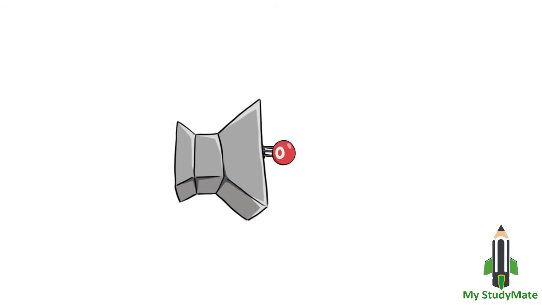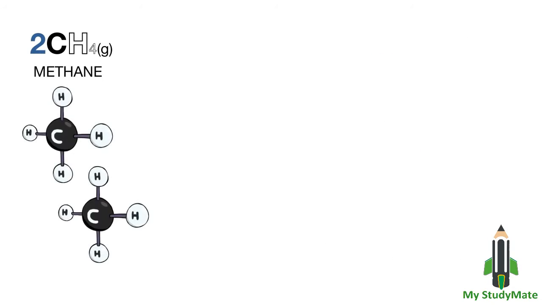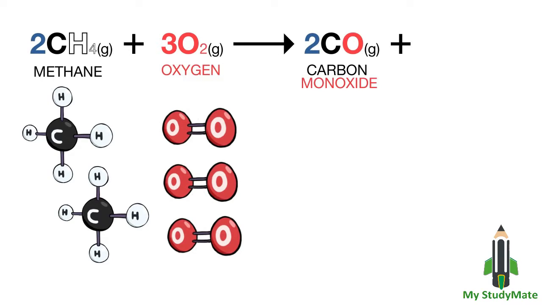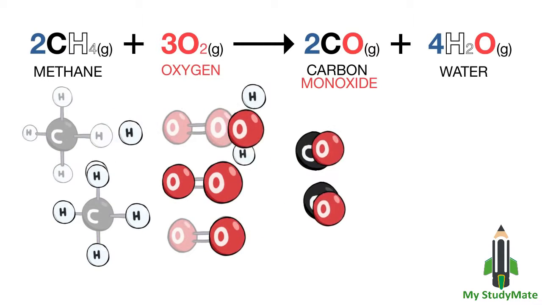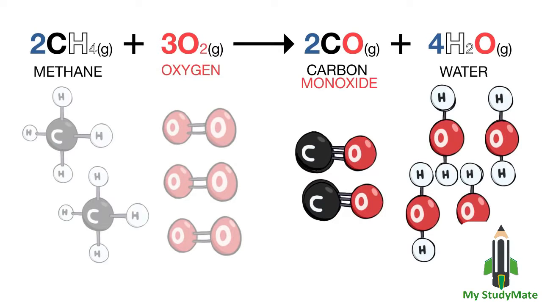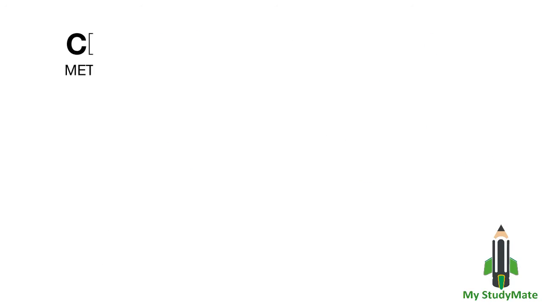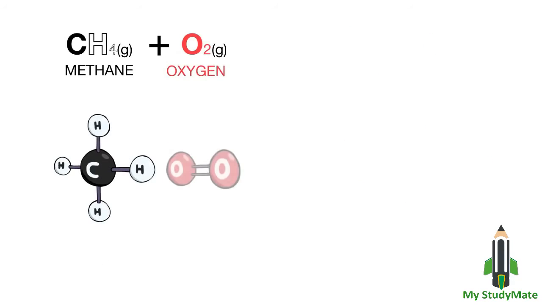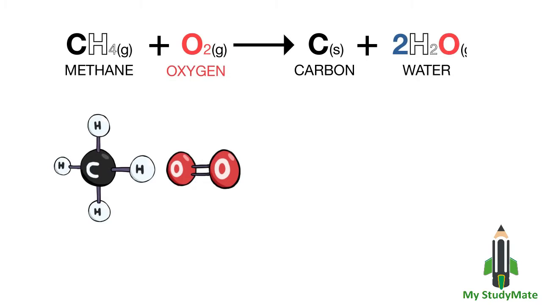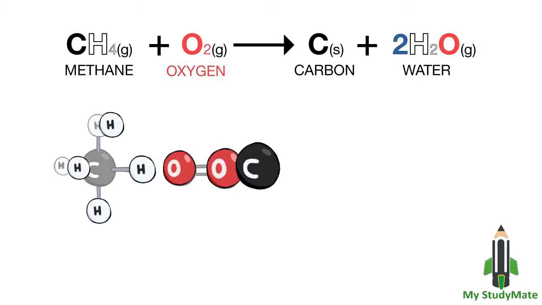When methane undergoes incomplete combustion, that's in a limited supply of air, it produces either carbon monoxide and water, or carbon and water, as shown by the equations 2CH4 + 3O2 gives 2CO + 4H2O, and CH4 + O2 gives C + 2H2O.